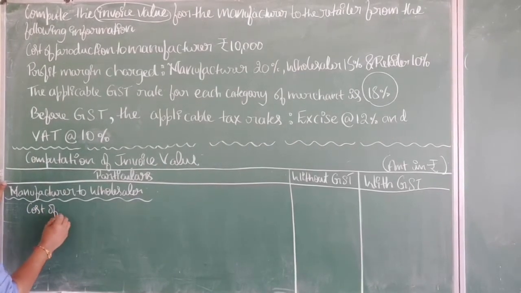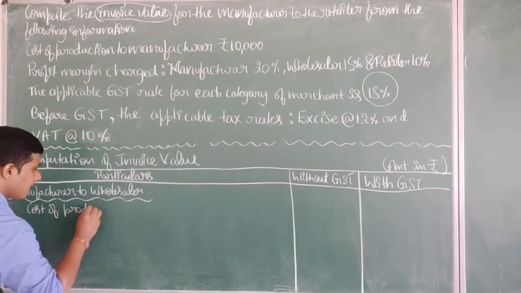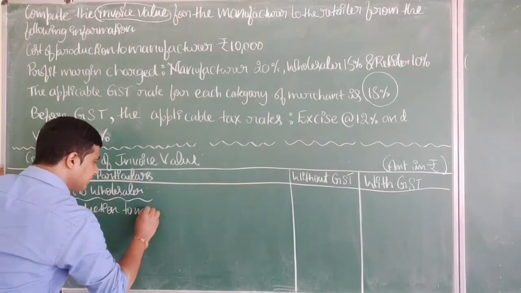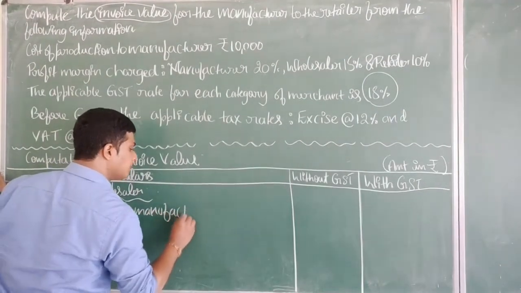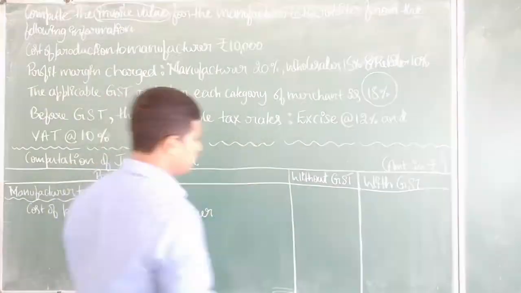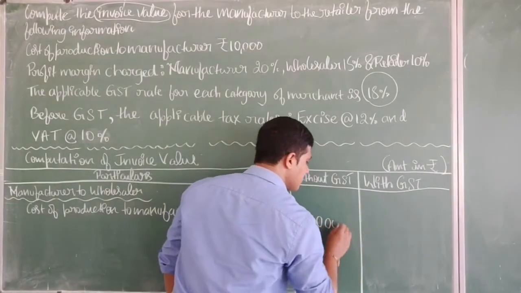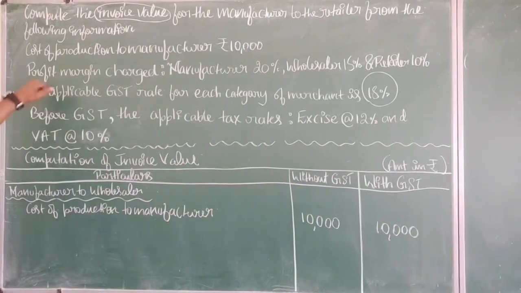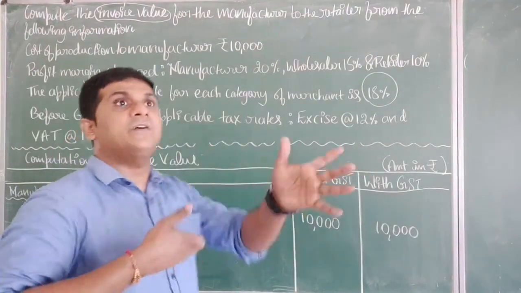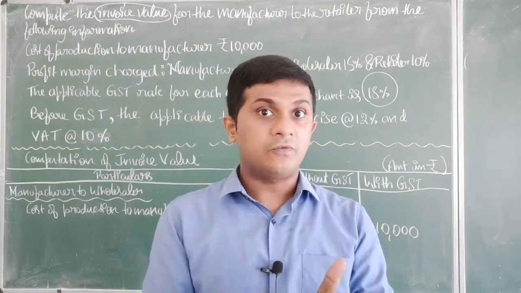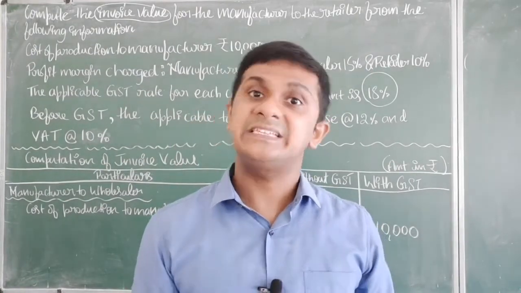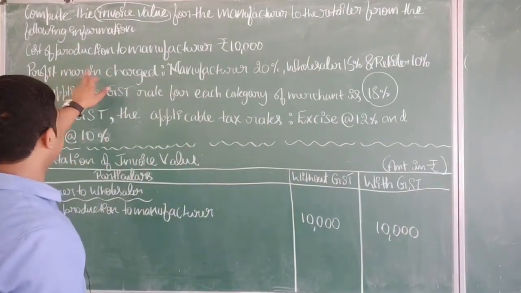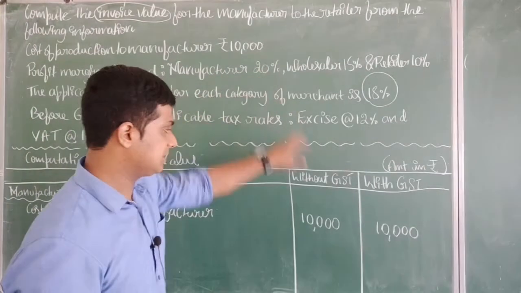Cost of production to manufacturer, they have given. You can just write cost of production to manufacturer is rupees 10,000. That will be the same, because we are assuming one period is with GST and another period is without GST. So 10,000. Next, once the manufacturer produces the product, to the value of the production he will add his profit margin. Profit margin charged by the manufacturer is 20% on the cost of goods.